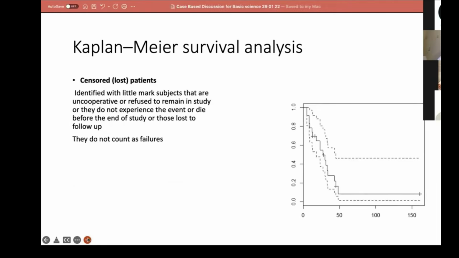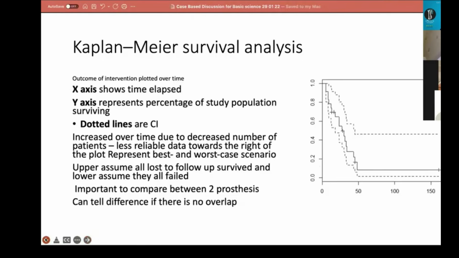Thank you. And there are censored lost patients, identified with a little mark: subjects who are uncooperative or refuse to remain in the study. That shouldn't be considered a failure. They don't experience the event, or they die, maybe from a heart attack or anything, but not from the prosthesis, before the end of the study, or they are lost to follow-up. The most important sentence here: they don't count that as a failure. Okay, so I will try it again.